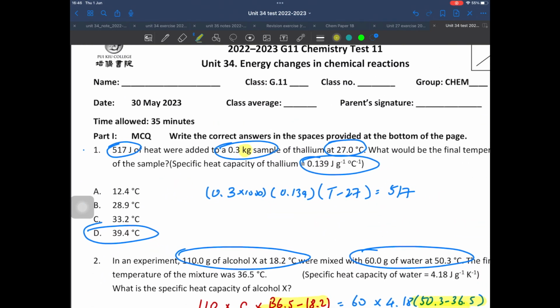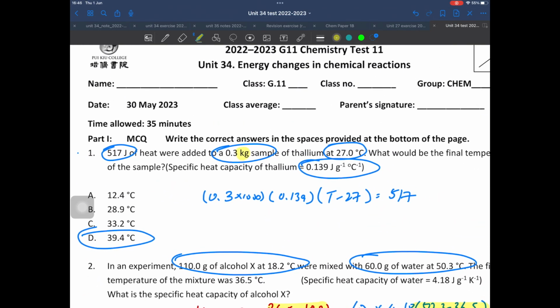Right, let's start our discussion on the test. Question 1. You were given the amount of energy, mass, temperature, initial, and the specific heat capacity. So let's put it in our formula, mcΔT. But before inputting the data, please make sure that this time we are using kilogram.